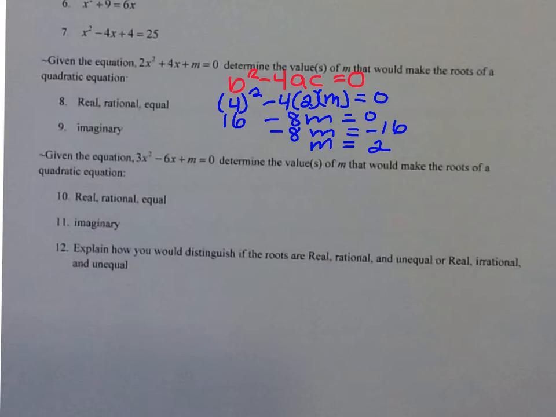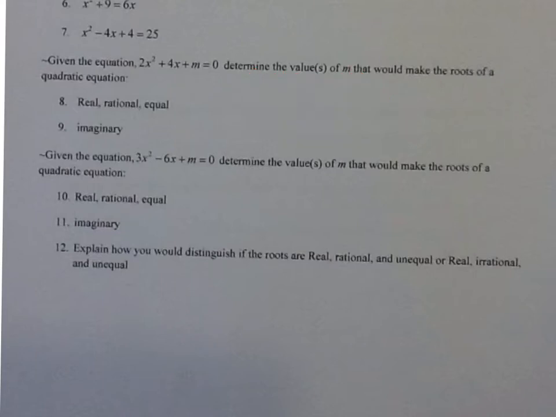All right, the next one, I want my roots to be imaginary. Now remember, in order to get imaginary roots, your discriminant, b squared minus 4ac, has to be less than 0, has to be a negative number, so that means less than 0. So plug in the numbers, 4 squared minus 4 times 2 times m, and that has to be less than 0. So 16 minus 8m has to be less than 0. Minus 16, negative 8m is less than negative 16.